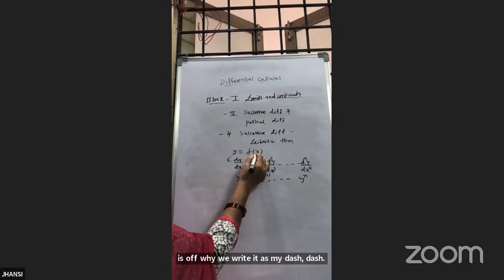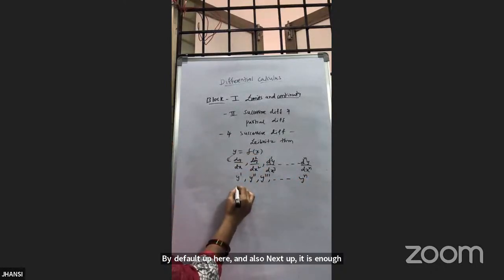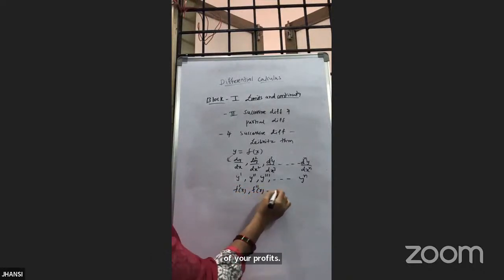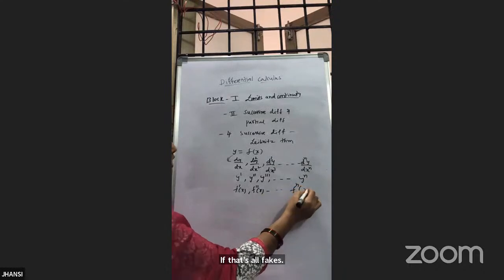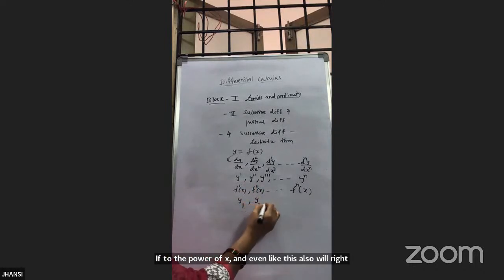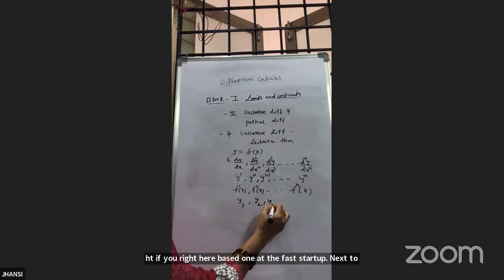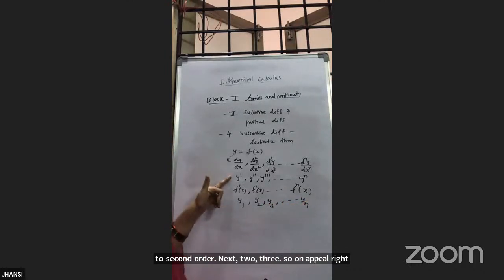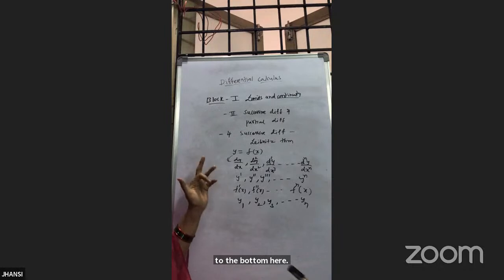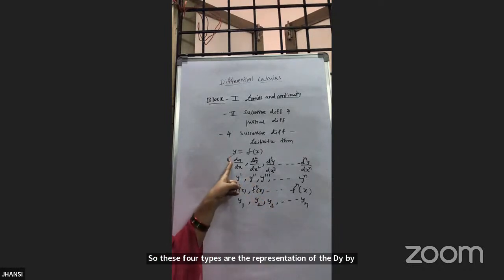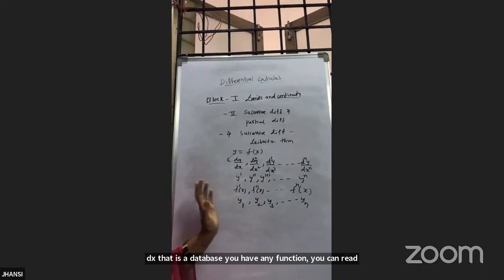And also next, if it is in the form of f of x, f dash of x, f double dash of x, and so on up to f to the power of n of x. And even like this also we'll write. If you write here base 1, it is the first order. Next 2, second order. Next 3, and so on up till y to the power of n. So these 4 types are the representations of dy by dx, that is, the derivative of any function. You can represent it in any one of these forms.